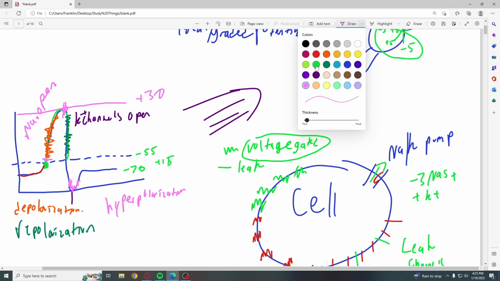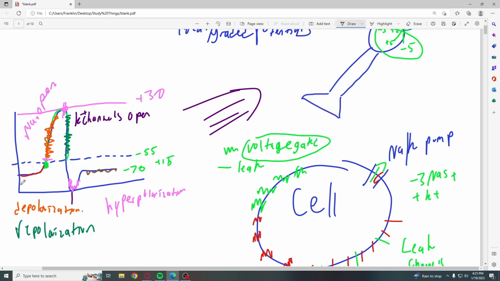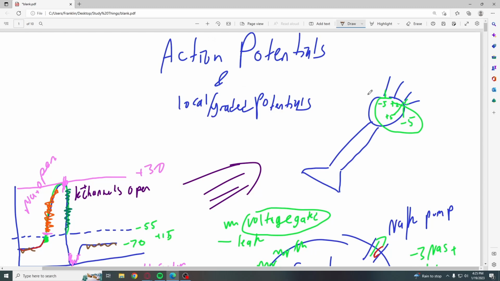And obviously around here would be the resting membrane potential. Boom. Action and local potentials.